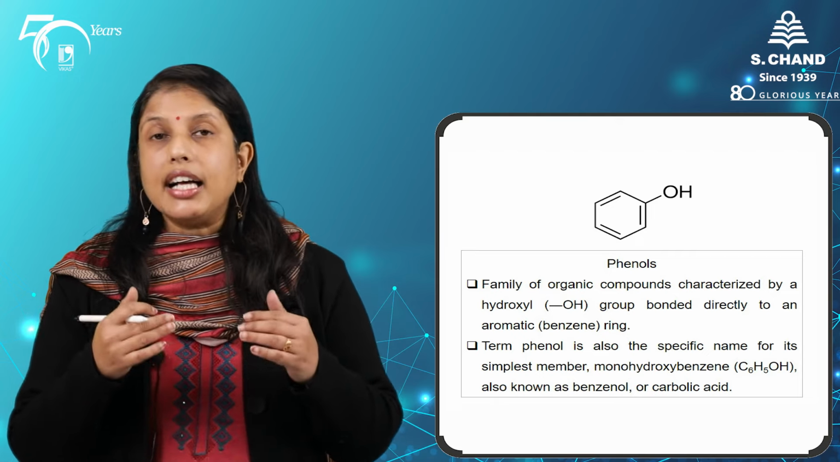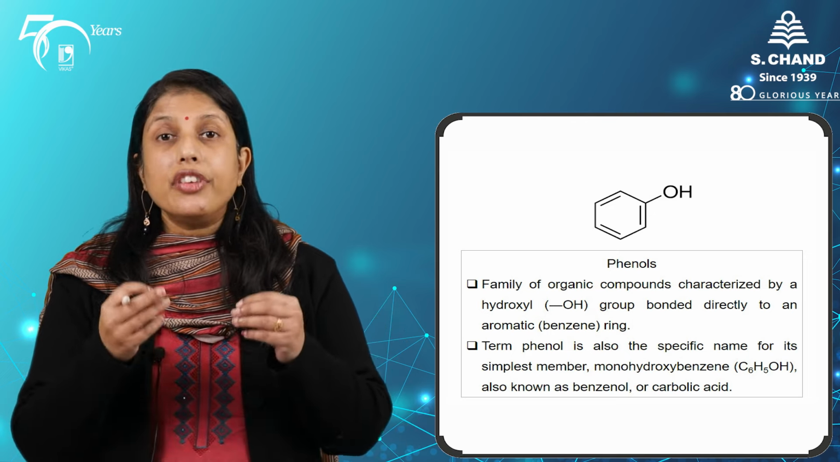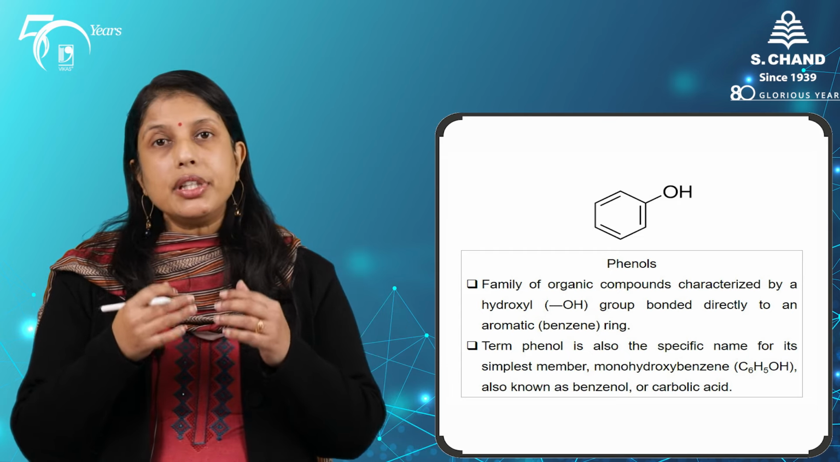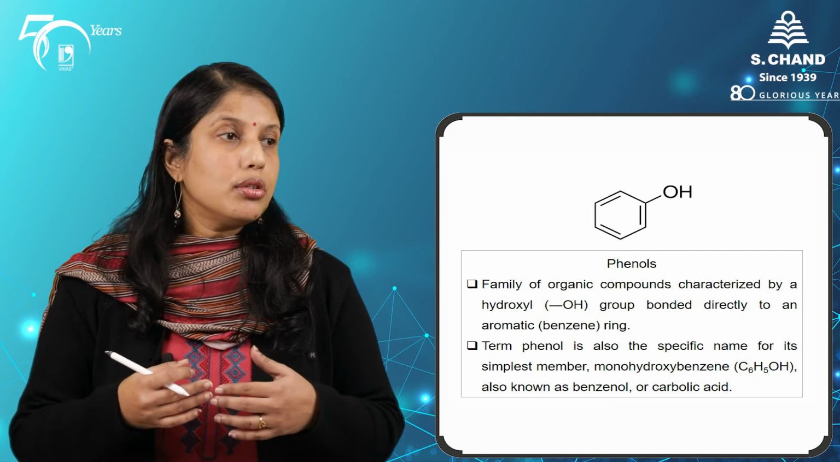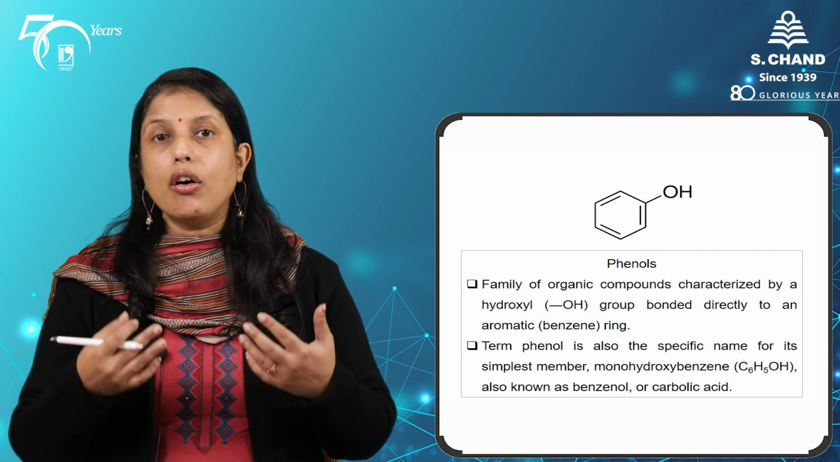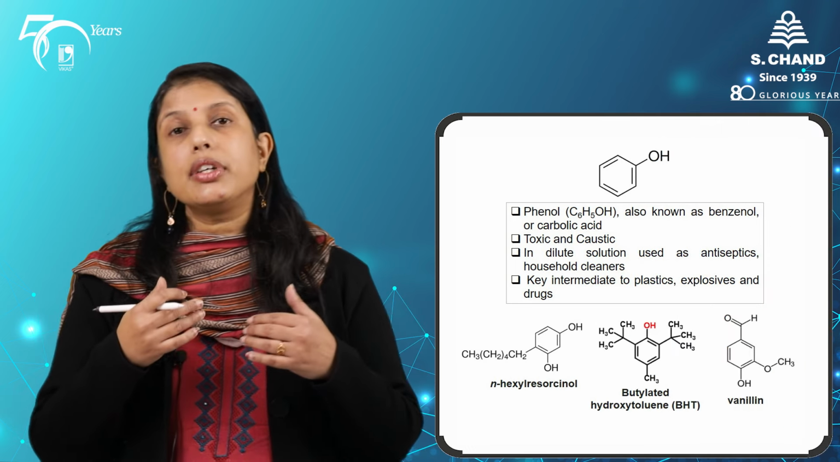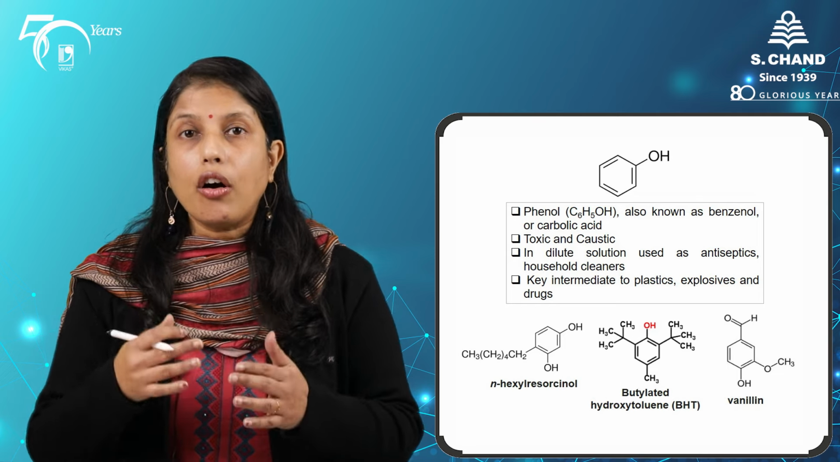Besides serving as the generic name for this class of compounds, phenol also refers to our simplest member, monohydroxybenzene, also known as benzenol or carbolic acid. In fact, phenol gets its name of carbolic acid because it was originally isolated from the acidic fractions of coal tar.